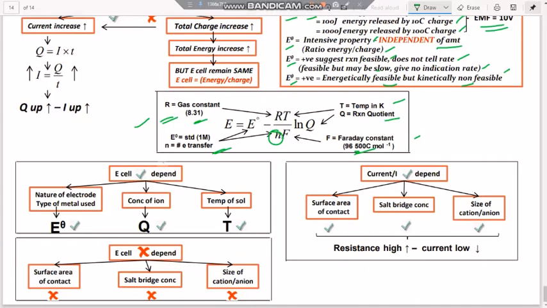As we have discussed, E naught cell depends on these three factors: nature of the electrode, type of metal used, concentration of the ion, and temperature of the solution. But it does not depend on surface area of contact, salt bridge concentration, size of the cation and anion. Coming to the other factors, the current I value depends on surface area of contact, salt bridge concentration and size of cation and anion. So it indicates that if resistance is high, the current flow is low.